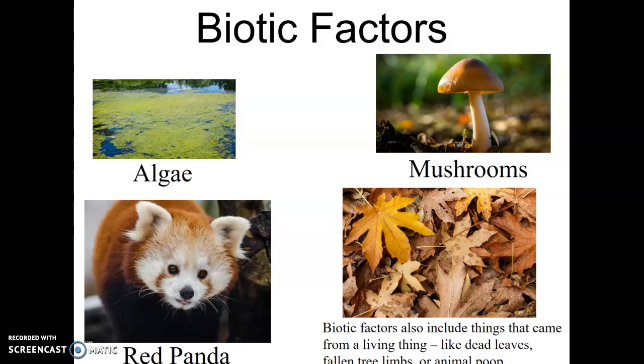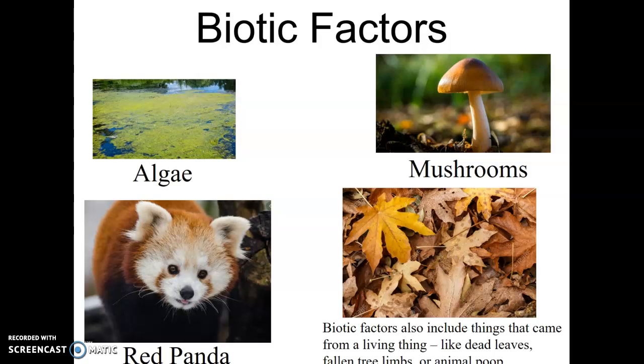Some biotic factors: we just finished our unit on classification, so we know that all 6 kingdoms of life are living things. We know that protists are living, like algae. We know that fungi are all living, like mushrooms, and animals as well. And then biotic factors can also include things that came from a living thing.